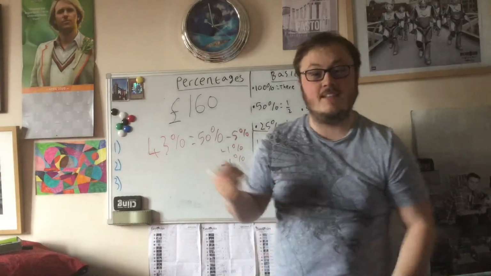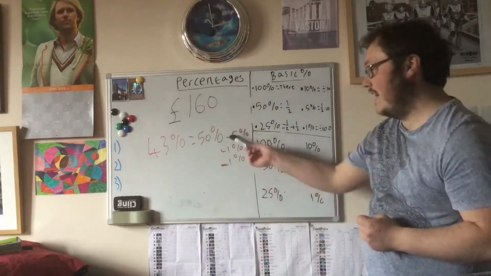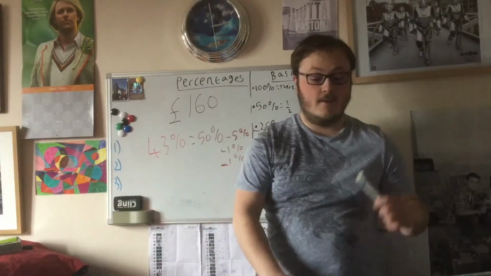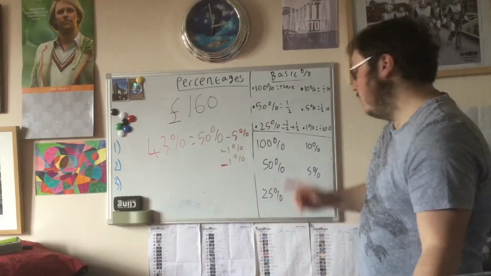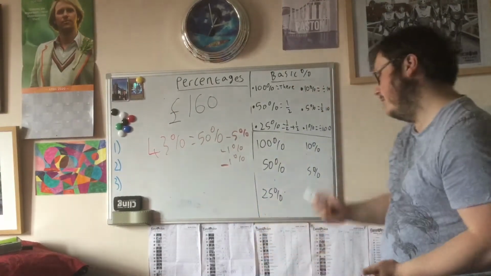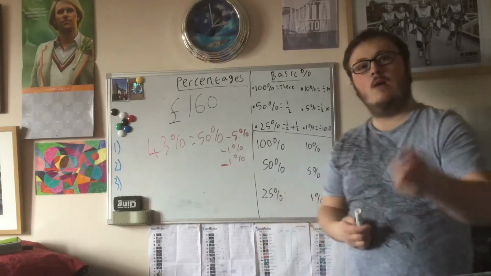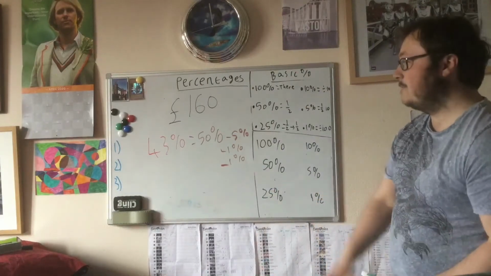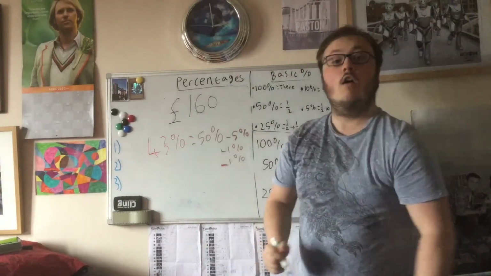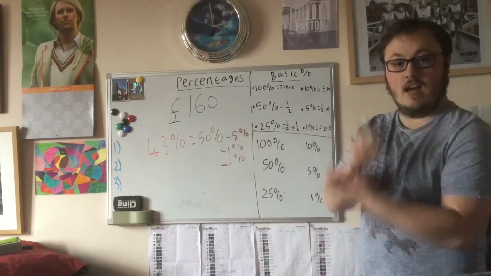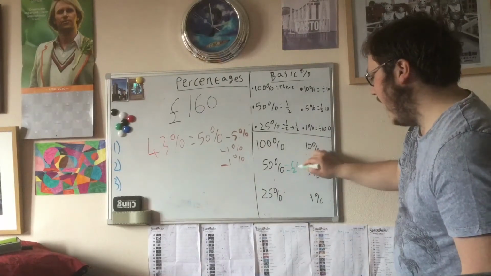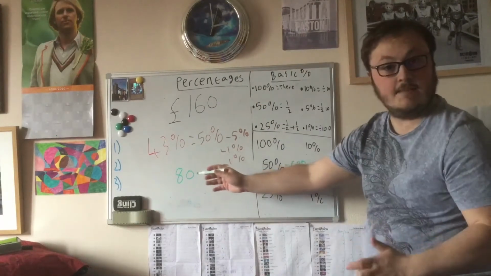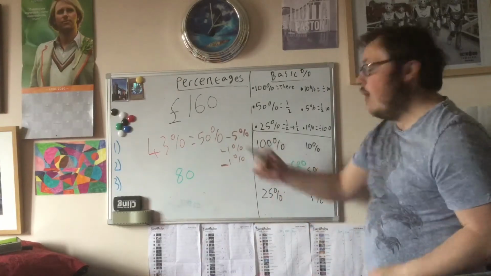I'm sorry, I don't have enough space. Because 50%, take away 5%, take away 1%, take away 1% again, will get us 43%. But we don't know what 50% is, we don't know what 5% is, and we don't know what 1% is. But we can find out because we know how to find our basic percentages. So 50% is just half of 100%. So what is 160 halved? It is £80. So let's write £80 on here just so we remember it. That's 50%. Now we can find our 5%.